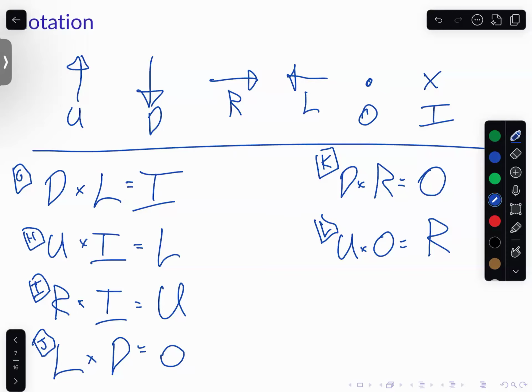Okay, so left cross down and down cross left are opposites. Muy importante, which comes first and which comes second? The answer flips. If you flip which vector is first and which is second, you will flip the answer. Right cross up cross right, different directions.